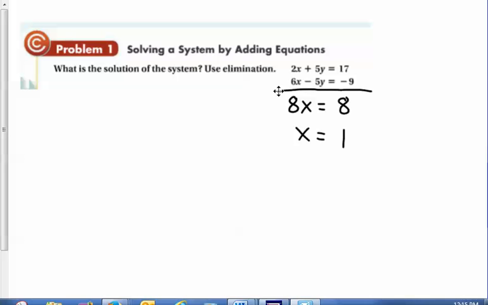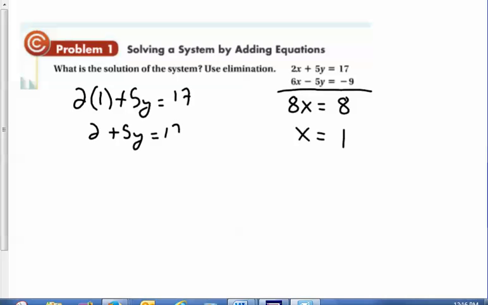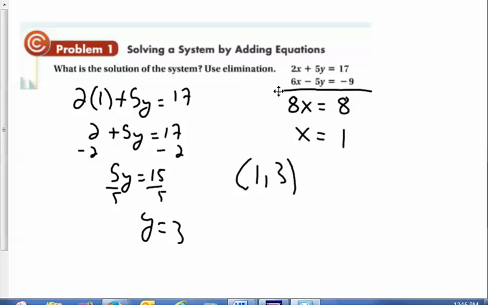So now what I do is I go back and I pick either condition, the first one or the second one. I don't care. You substitute in that 1 for x. So 2 times 1 plus 5y equals 17. So now you have 2 plus 5y equals 17. You take away 2, you take away 2, you have 5y equals 15. You divide by 5, you divide by 5, and you get y is 3. So the intersection is (1, 3). And if you solved both those conditions for y, you'd get the same thing.